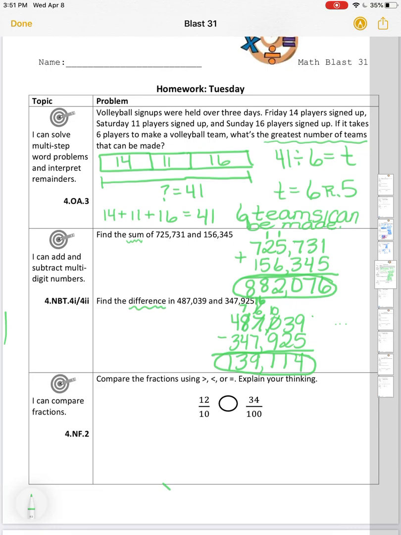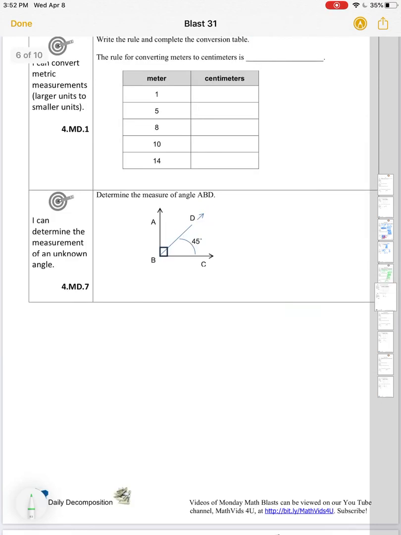Compare the fractions using greater than, less than, or equal. Explain your thinking. 12 tenths compared to 34 hundredths. Well, here, for this problem, I can look at those two and say, I know that 12 tenths is more than 1 whole. And I know that 34 hundredths is less than a whole. And so using that benchmark idea, I know that 12 tenths must be more than 34 hundredths. If 12 tenths is more than a whole and 34 hundredths is less than a whole, well then 12 tenths has to be more than the 34 hundredths.